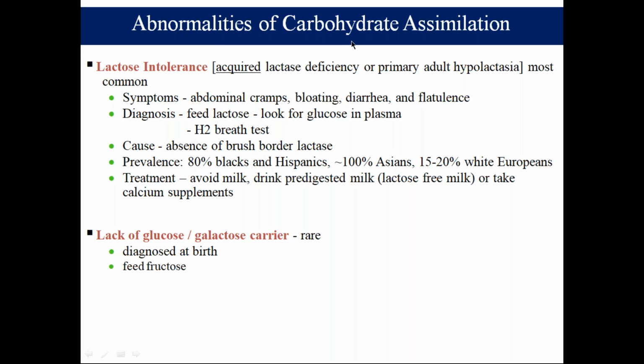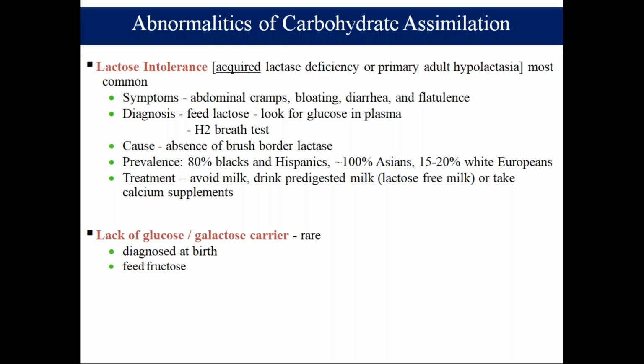So now, once you know about the assimilation of carbohydrates, we come on to the abnormalities of carbohydrate assimilation. There can be a deficit in the digestion or absorption or both, right? Lactose intolerance is one of them. It is an acquired lactase deficiency or primary adult hypolactasia. Symptoms are abdominal cramps, bloating, diarrhea and flatulence.